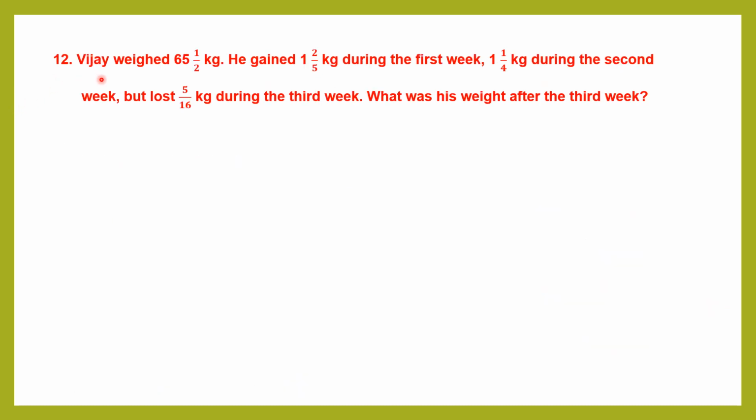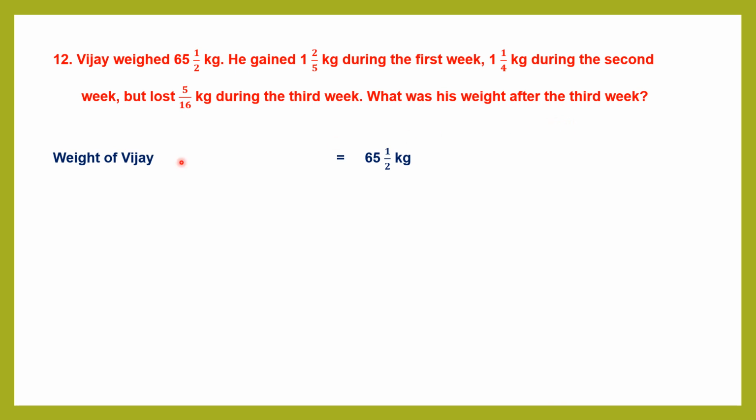Question 12. Vijay weighed 65.5 kg. He gained 1 2 by 5 kg during the first week, 1 by 4 kg during the second week, but lost 5 by 16 kg during the third week. What was his weight after the third week? Now, they tell us that Vijay weighed this much, 65.5 kg, and then he put on some weight in the first week and in the second week, but in the third week he lost some weight. Now finally they want us to find out his weight after the third week.